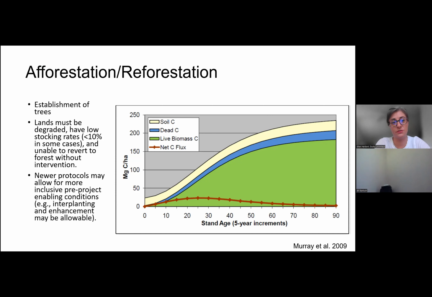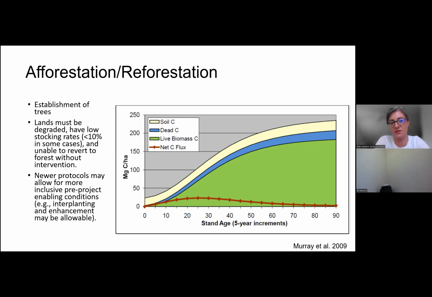So afforestation, reforestation is basically the establishment of trees. There are a couple rules. Lands must have been degraded or have very low stocking rates and be unable to revert to forest without intervention. So those are sort of market-driven rules. And newer protocols may or may not allow for more inclusive pre-project enabling conditions. So things like interplanting and forest enhancement might be allowable, but those are much more complex projects.